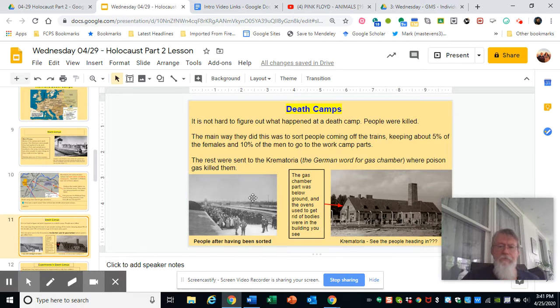Then the death camps. This shows the people, like from that train, there's a lot more of them, and they've been sorted. So one lot of those people went into the camp and worked for a while, and some immediately went to the gas chambers. And this is a gas chamber. And if you look close enough, you can see people heading in there. The actual gas chamber was down below, like underground, and this was what they call the crematoria.